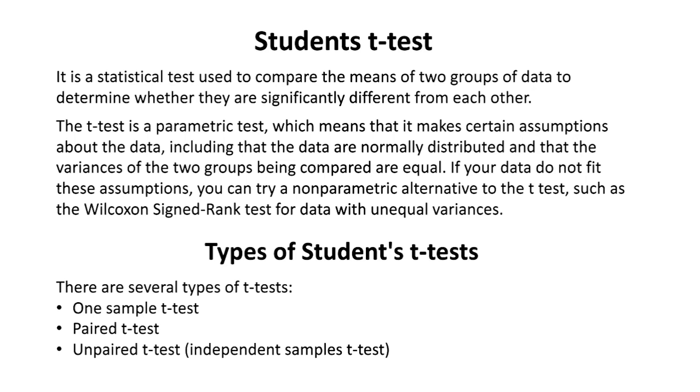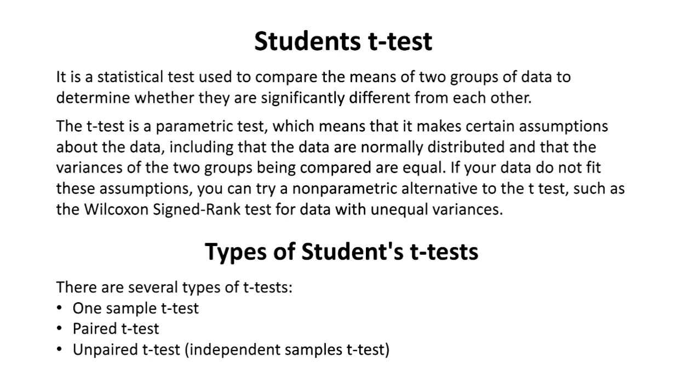The t-test is a parametric test, which means that it makes certain assumptions about the data, including that the data are normally distributed and that the variances of the two groups being compared are equal. If your data do not fit these assumptions, you can try a non-parametric alternative to the t-test, such as the Wilcoxon signed-rank test for data with unequal variances.